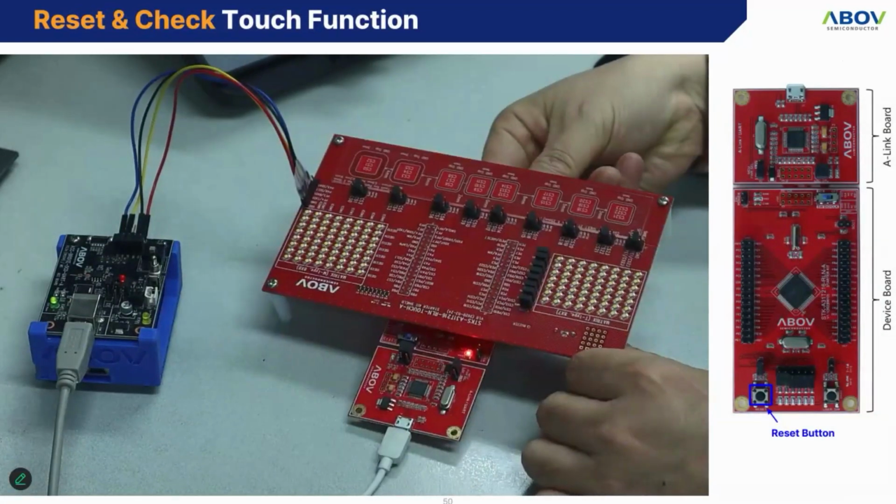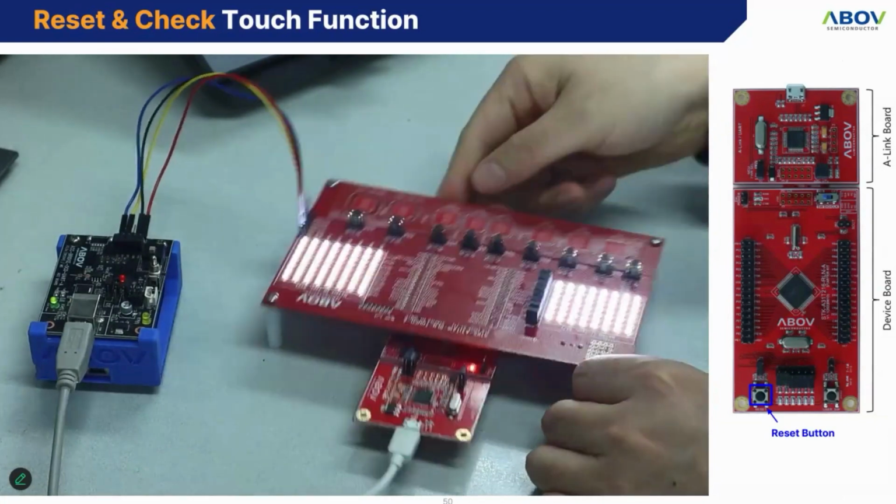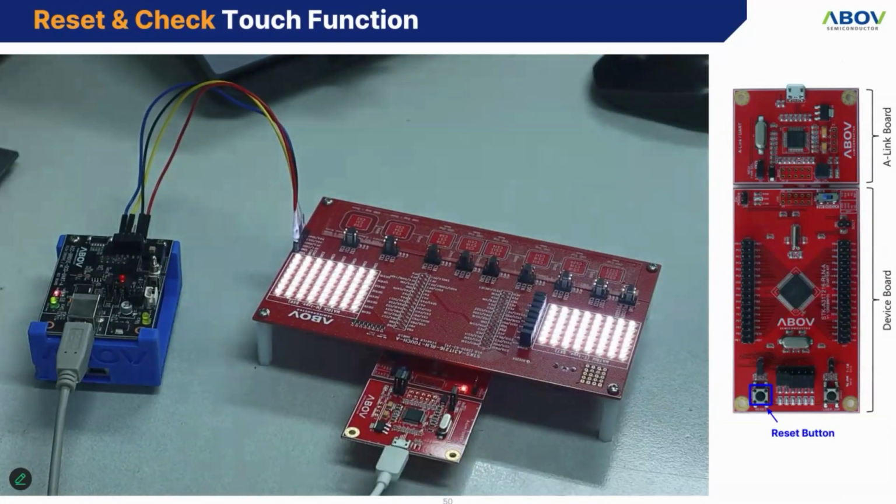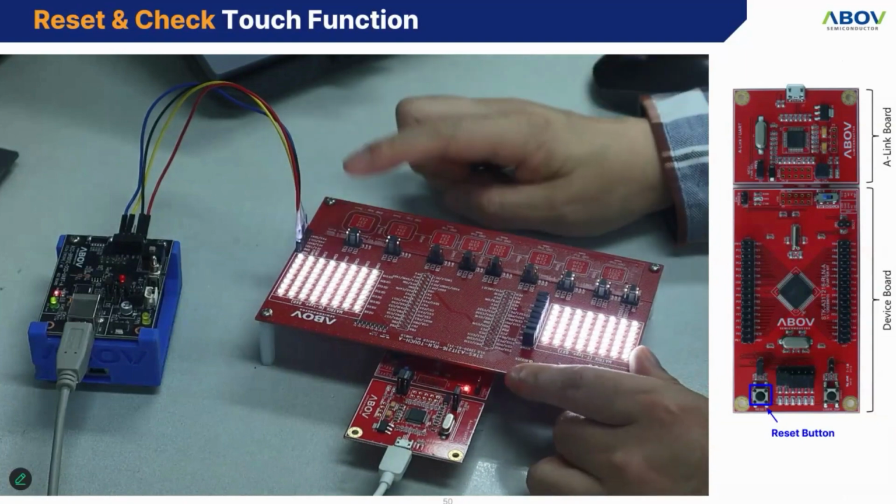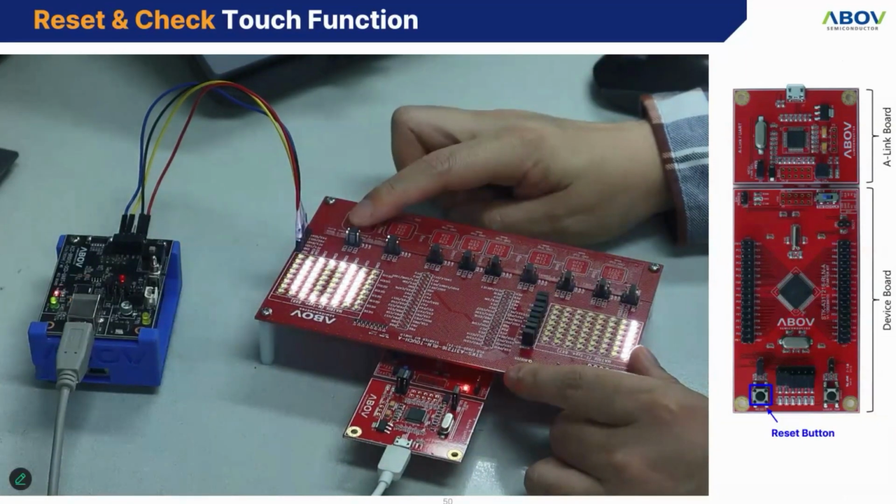After running the firmware and a touch key is pressed, the LED matrix will show the corresponding touch key value.